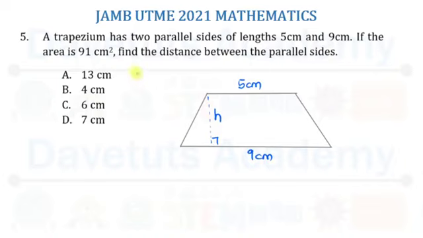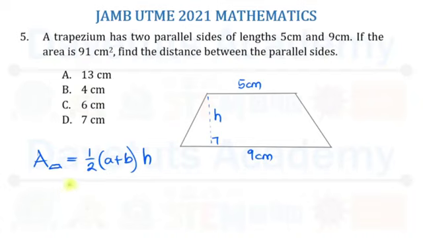Now we are given that the area of this trapezium is 91 centimeters square. Generally, area of a trapezium is given as 1 over 2 into the sum of the parallel sides multiplied by the height. And in this particular question, what we are looking for is the height. Okay, that's what we are looking for.